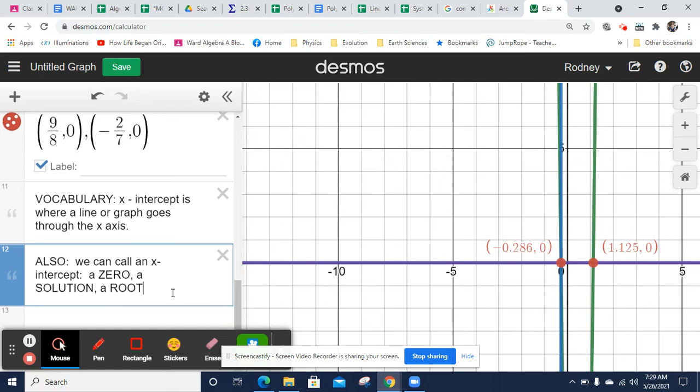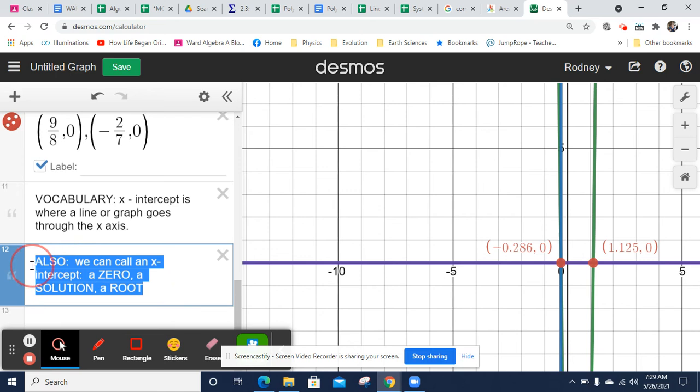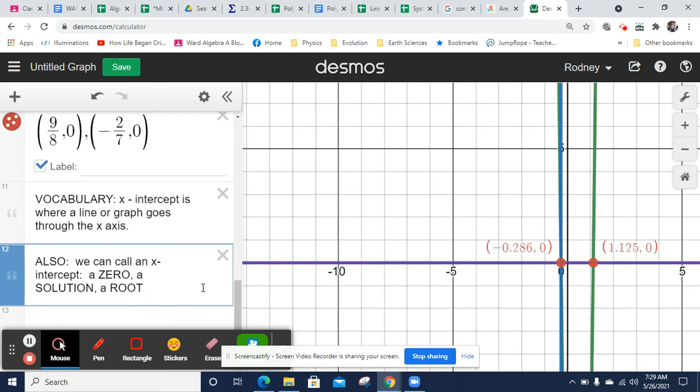And so keep that in your pocket because those are going to be words that are going to come up over and over again. A really common one is to call things zeros. You will hear all of these in the coming years.